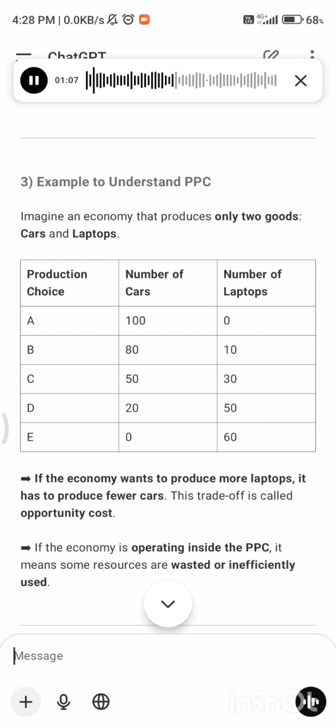3. Example to understand PPC. Imagine an economy that produces only two goods, cars and laptops. Production choice, number of cars, number of laptops: A, 100, 0. B, 80, 10. C, 50, 30. D, 20, 50. E, 0, 60. If the economy wants to produce more laptops, it has to produce fewer cars. This trade-off is called opportunity cost. If the economy is operating inside the PPC, it means some resources are wasted or inefficiently used.